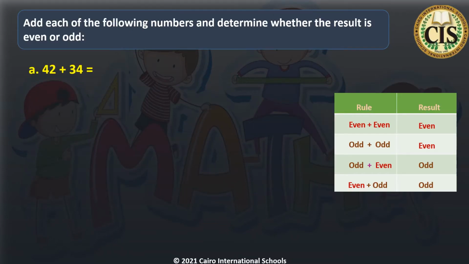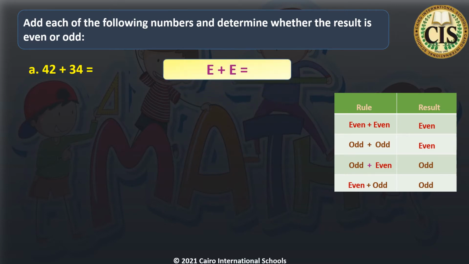Add each of the following numbers and determine whether the result is even or odd. The first example, 42 plus 34. As we mentioned, adding numbers of the same type, the result will be even, while adding numbers of different types, the result will be odd. 42 plus 34. Look at the ones digit in 42. 2 is an even number, so even plus 34, look at the ones digit 4. 4 is an even number too. So even plus even, the result will be even.